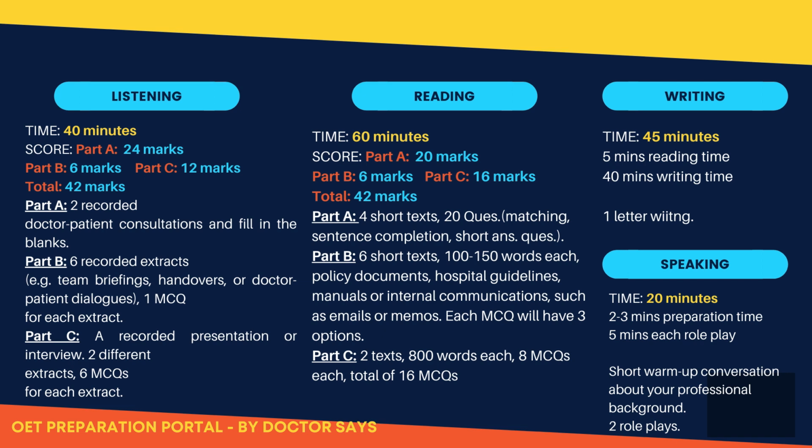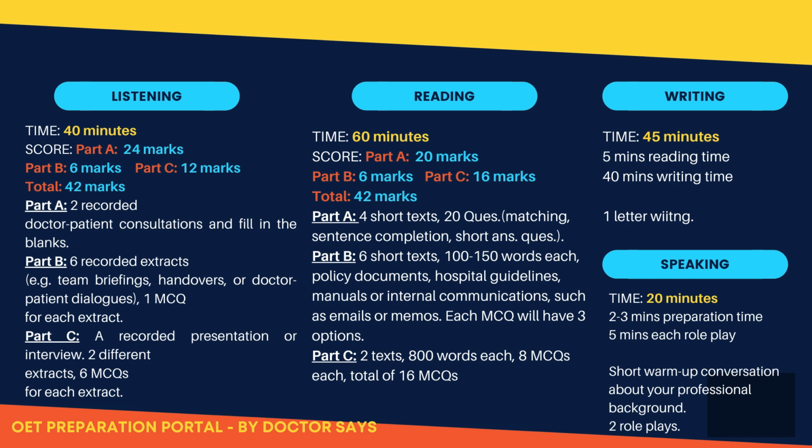So in the reading portion, it's about 1 hour in duration, and the scoring is a little bit different from the listening one. Part A has 20 marks, part B has 6 marks, and part C has 16 marks. The total is the same, 42 marks, and you're going to be scored from the total marks.